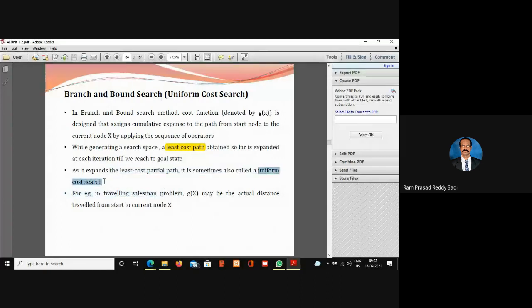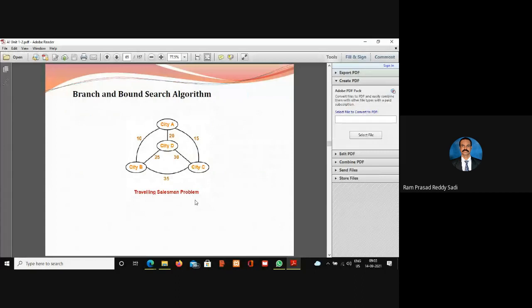Since this expands the least cost path, it is sometimes called uniform cost search. We normally call this the heuristic function, g(x) or h(x), something like that.